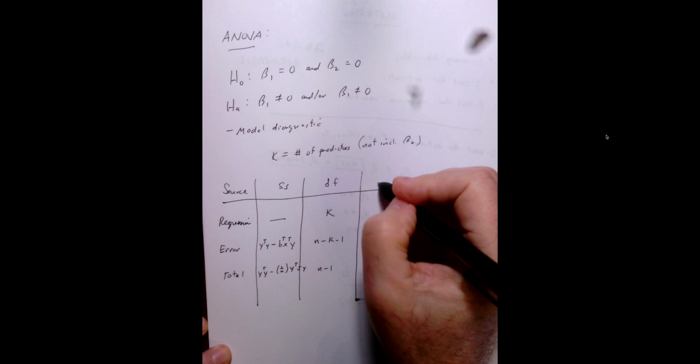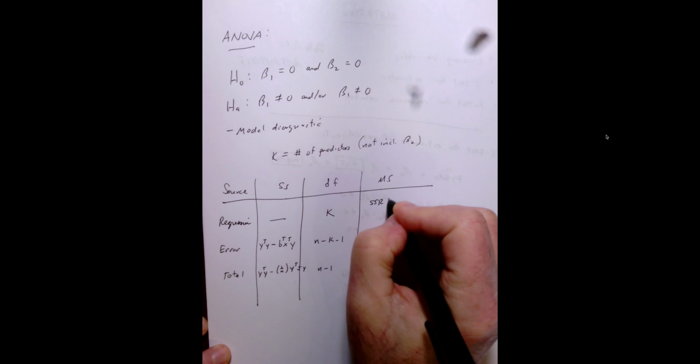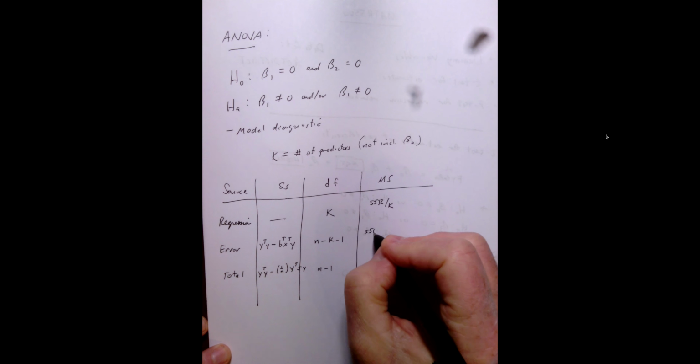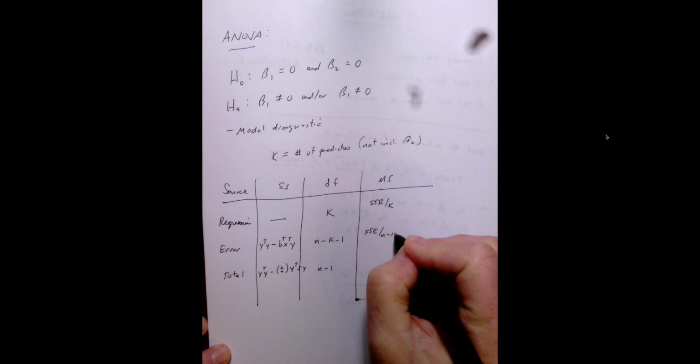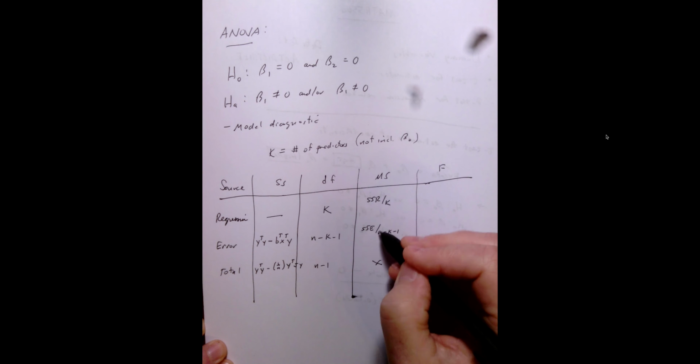Then the mean square development is exactly the same. It's the sum of squares regression divided by k, and the error term, of course, is the sum of squares error divided by n minus k minus 1. Typically we don't look at the mean square for the total because these aren't additive. Then we get our F statistic, which of course is the ratio of these two values, and we can calculate our p-value accordingly.